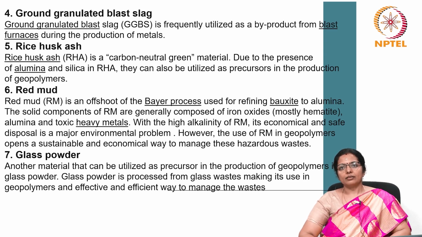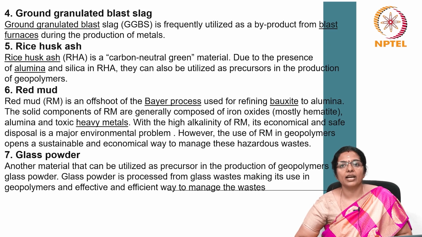Sixth is the red mud. Red mud is an offshoot of the Bayer process used for refining bauxite to alumina. The solid components of red mud are generally composed of iron oxides, mostly hematite, alumina and toxic heavy metals. With the high alkalinity of red mud, its economical and safe disposal is a major environmental problem. However, the use of this material in geopolymers opens a sustainable and economical way to manage these hazardous wastes.